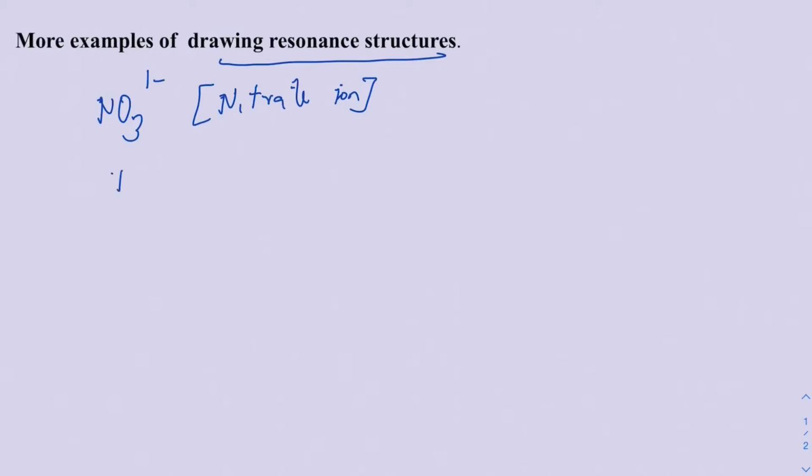So first step is going to be the total valence electrons. We have 5 in the nitrogen. We got 3 oxygens, each oxygen having 6 valence electrons, and then there is a 1 minus charge, meaning I'm going to have to add one more electron in there. So that adds up to a total of 24 electrons.